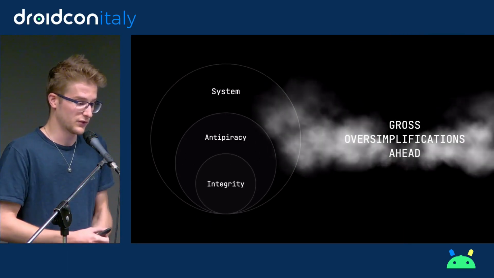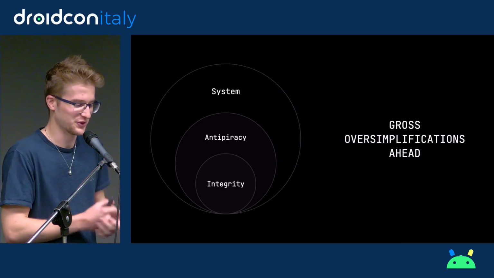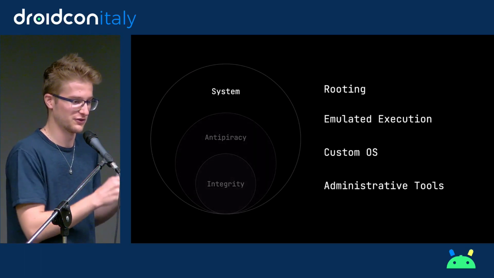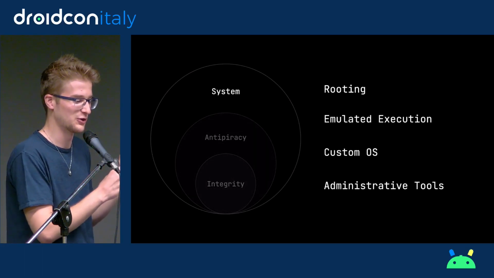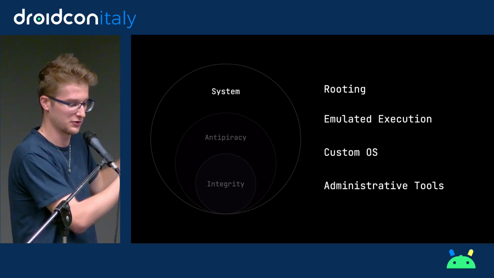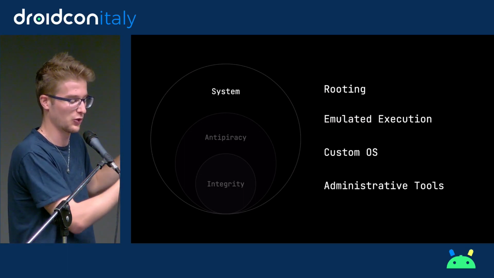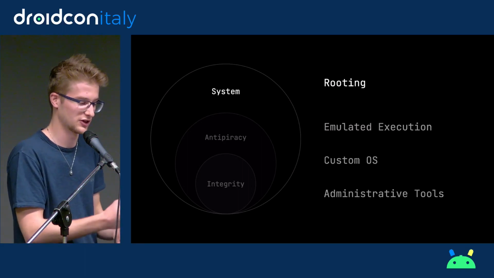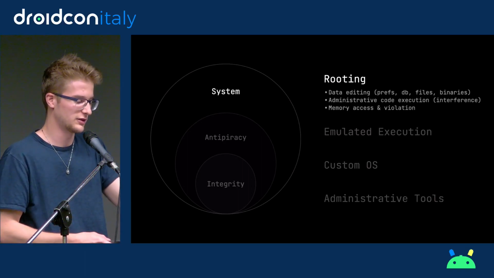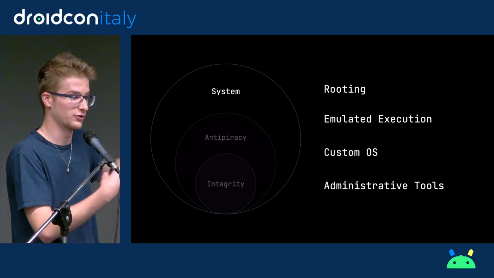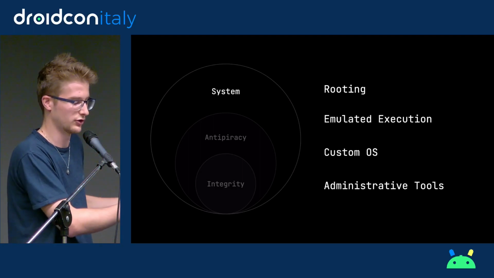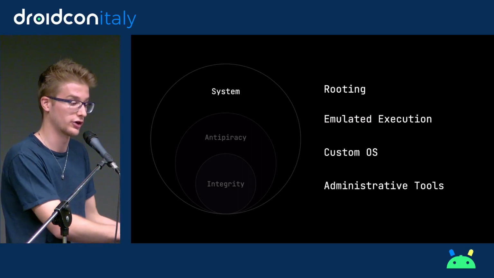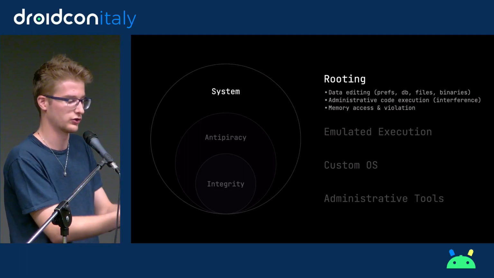And on system, we're going to have a gross oversimplification, because all of the bullet points we're going to see are very technical, and we could stay here a week on every point, not me because I'm not an expert, but we're just going to walk through the attack vectors. Rooting itself is not bad, and custom operating systems are not bad. I'm just saying they enable things which in turn may be bad for your application, so you have to understand them.